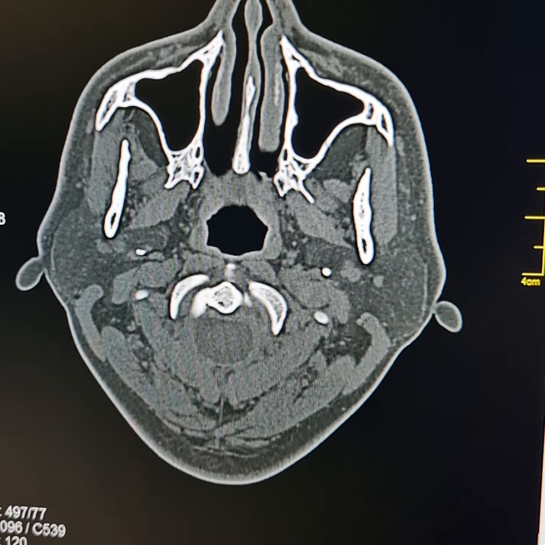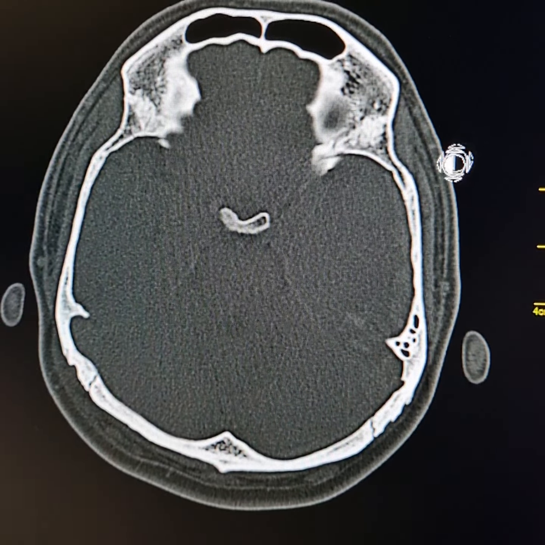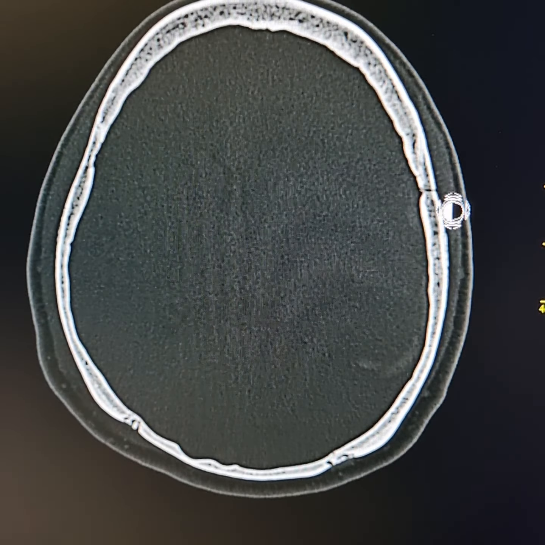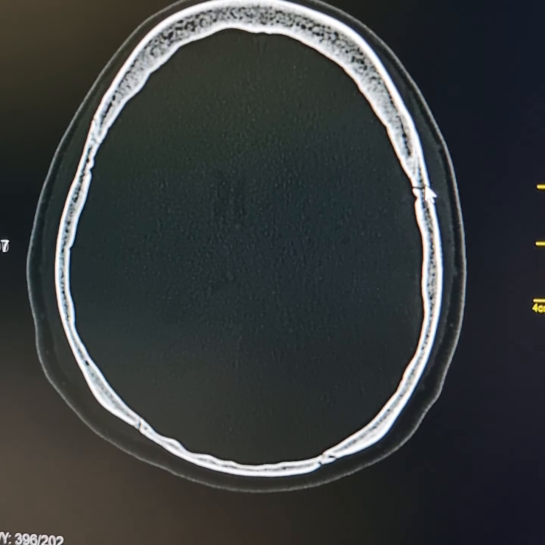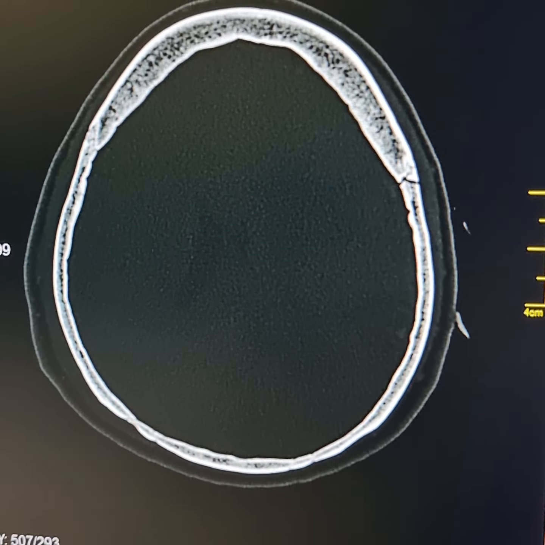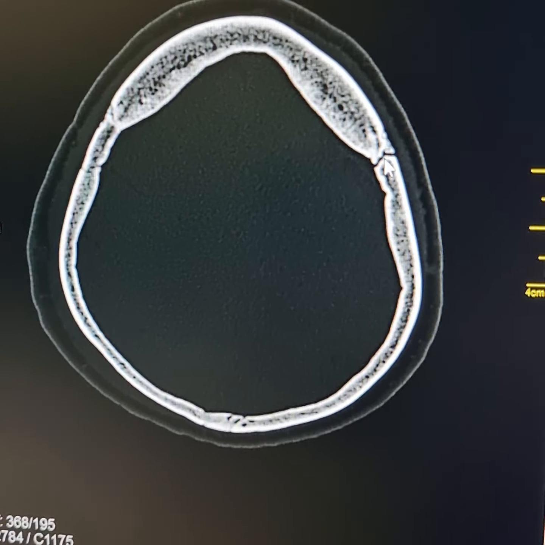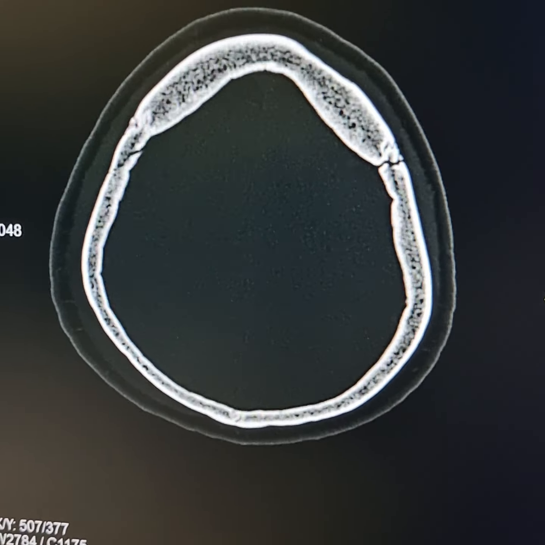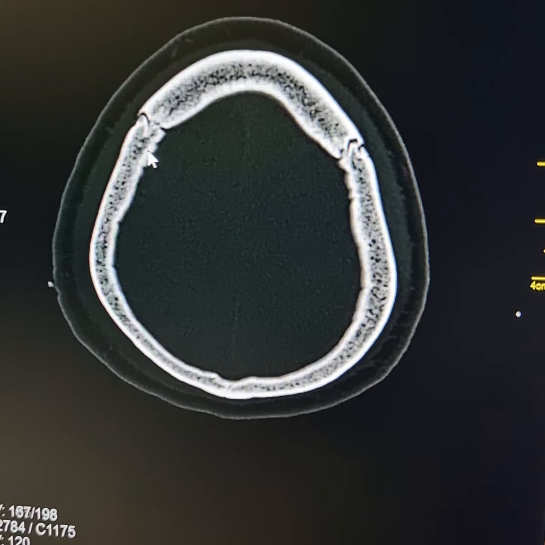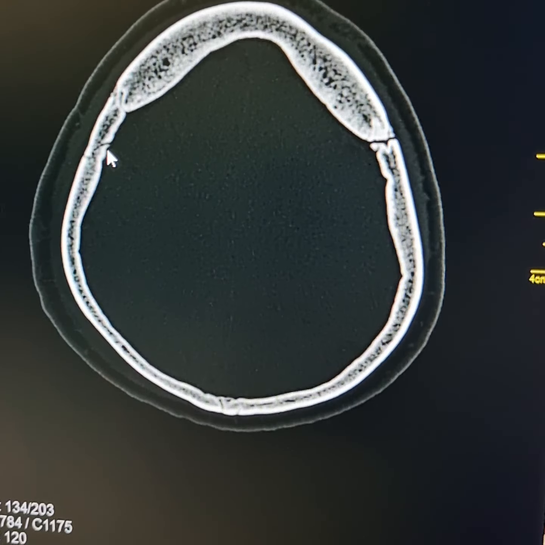This is the bone window. This is the fracture line here, this one. It lies just posterior to the left limb of coronal suture. It enters the coronal suture here, and there is diastasis. Please see the widening here. It crosses onto right side and then enters the anterior part of right parietal bone here.